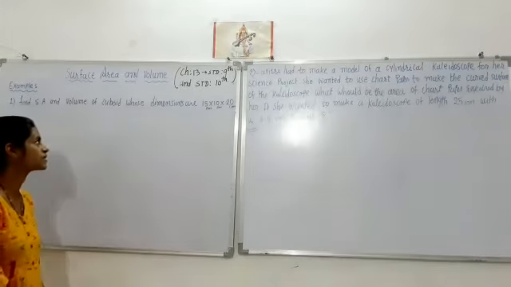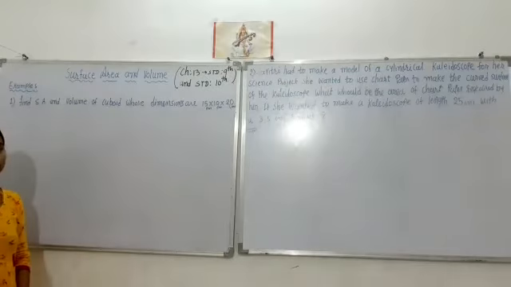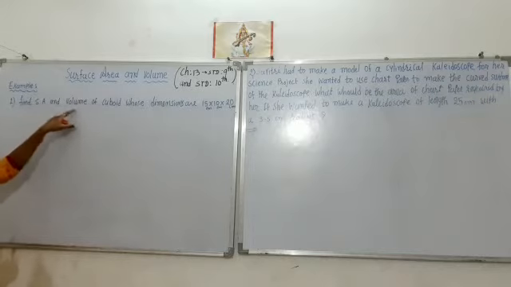Today our topic is surface area and volume. We already made part 1 about its formulas. Now today we discuss in this part examples of cube, cuboids, cone and cylinder. Now this is the first question. Find surface area and volume of the cuboid whose dimensions are given.